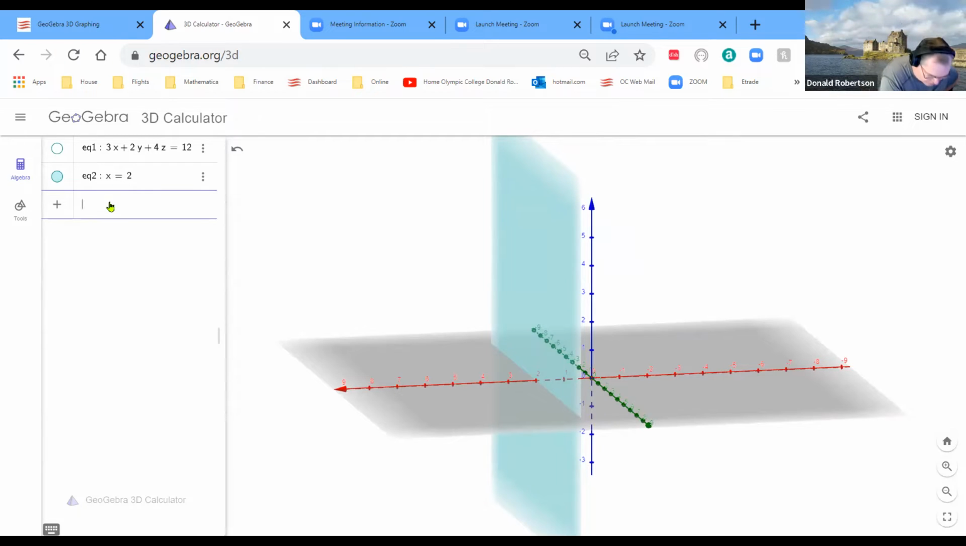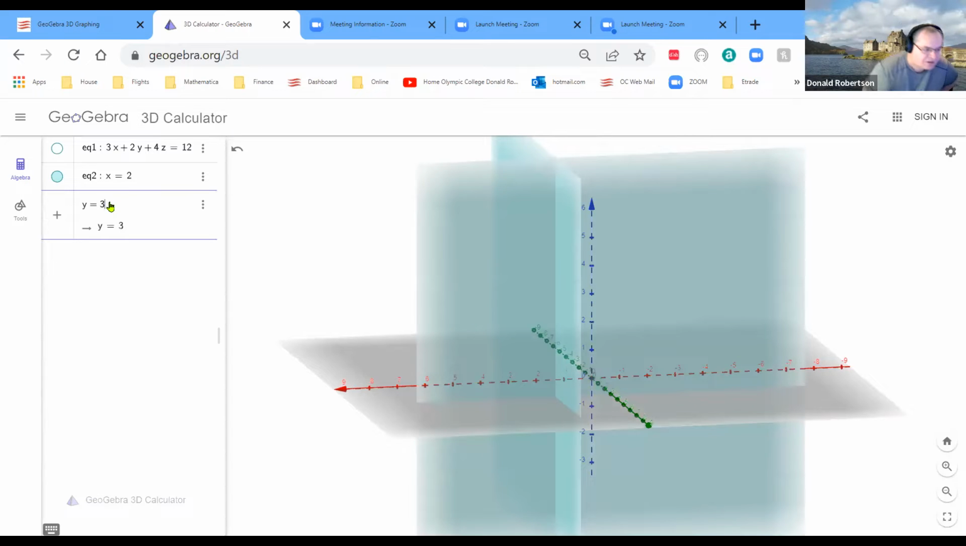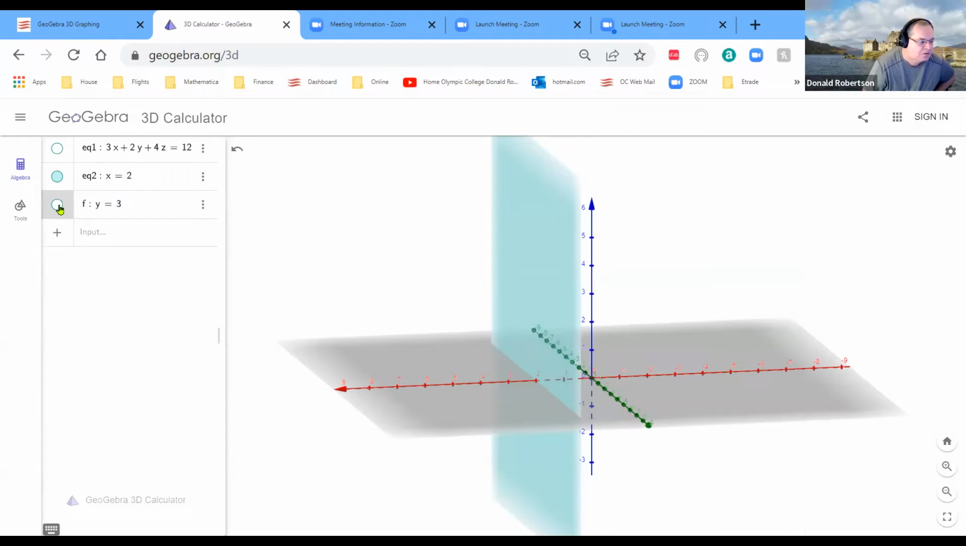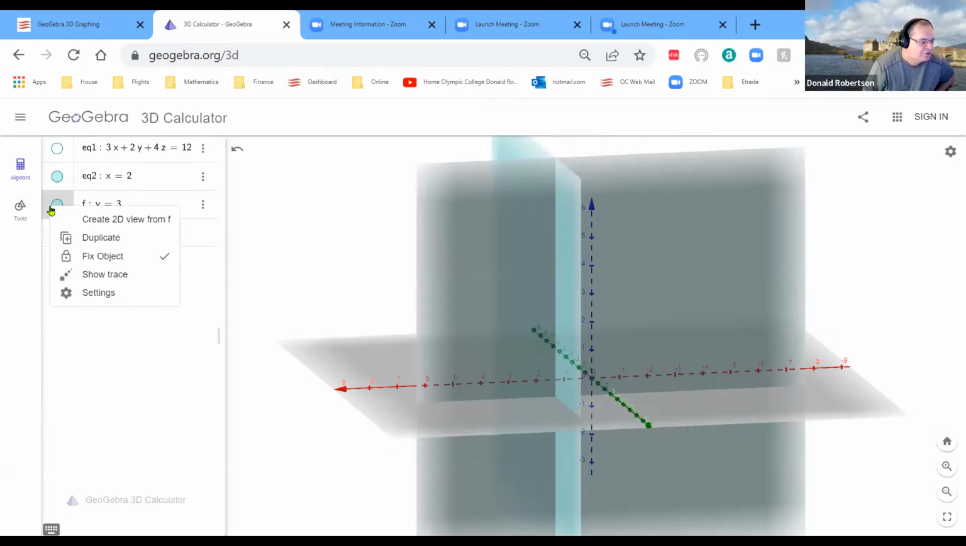Now, if you put in y equals 3, won't you get, oh, I don't like that color. Let's see if I can make that a different color. How do you change the color of these? Is it settings?